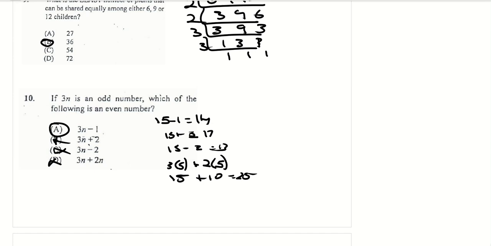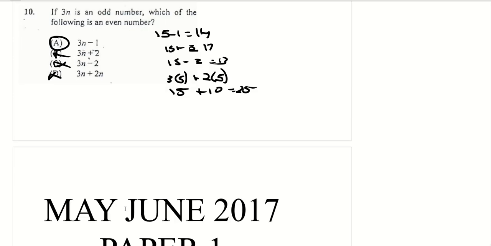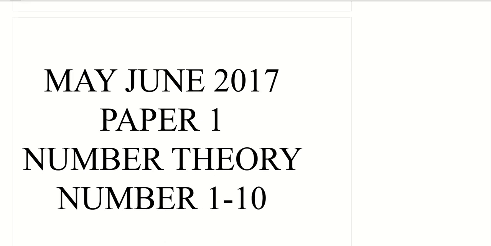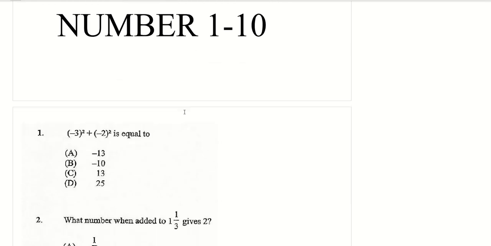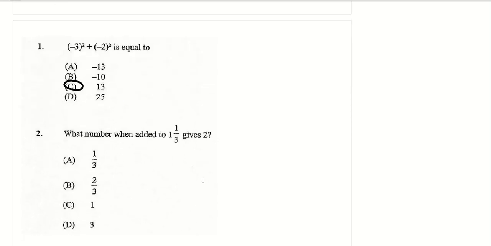Right, and that would be for January 2018, May, June 2017. All right, let's look at the questions. This question is repeated, right? That's 3 squared minus 2 squared: 9 minus 4 is 5, or 9 plus 4 is 13. What number when added to 1 and a third gives 2? This is a repeated question, 2 thirds.